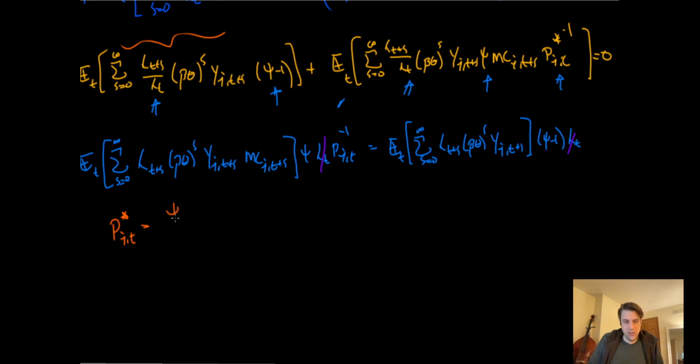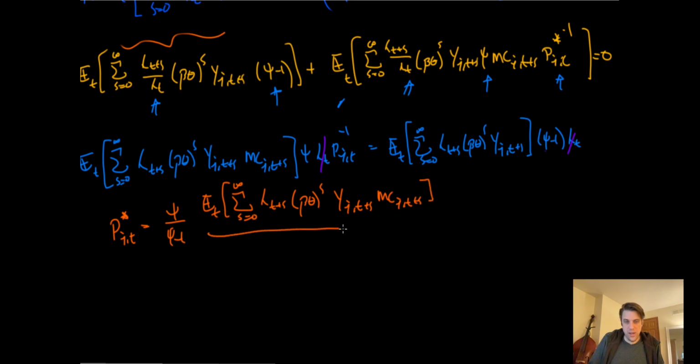So we're going to have psi over psi minus 1 times the expectation at time t of the sum of s equals 0 to infinity, lambda t plus s, beta theta s, y j t plus s, MC j t plus s, divided by the expectation at time t of the infinite sum from s equals 0 to infinity of lambda t plus s beta theta s y j t plus s.